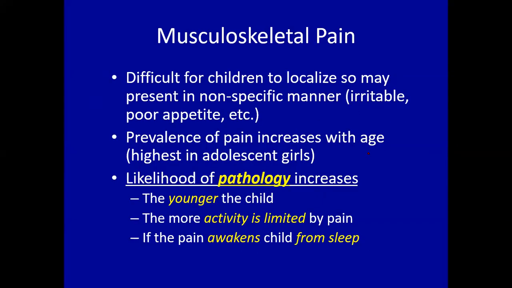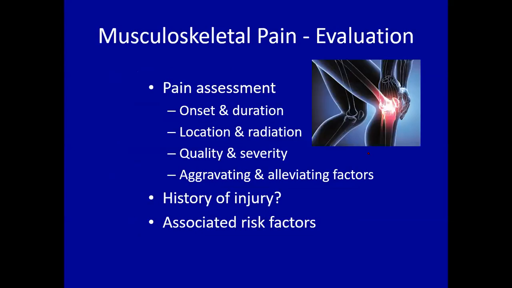Musculoskeletal pain is difficult for children to localize. So we want to think about a lot of causes here. There's a high prevalence that pain will increase with age, and they'll be better able to isolate where the pain is. We want to think about pathologic causes if it's a young kid, if it's limiting their mobility, or if it's awakening them from sleep. Musculoskeletal pain evaluation: when did it start? What's the location? What makes it worse?